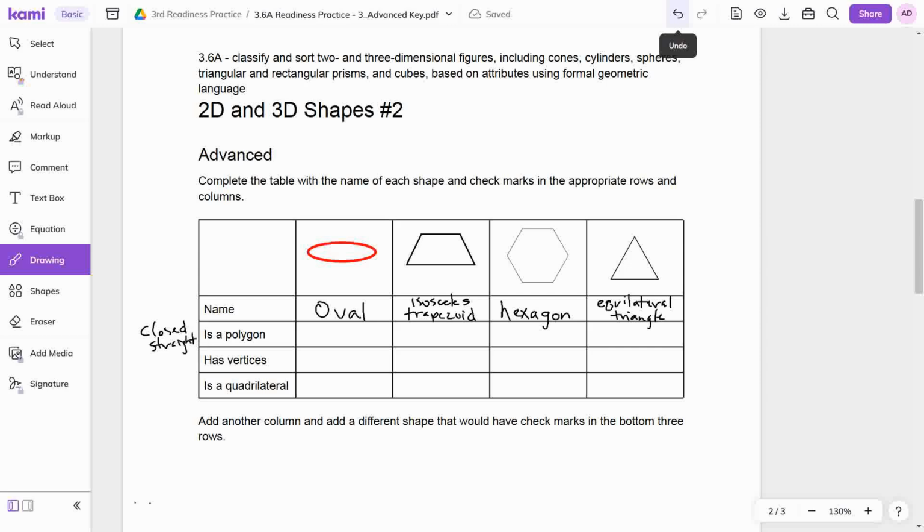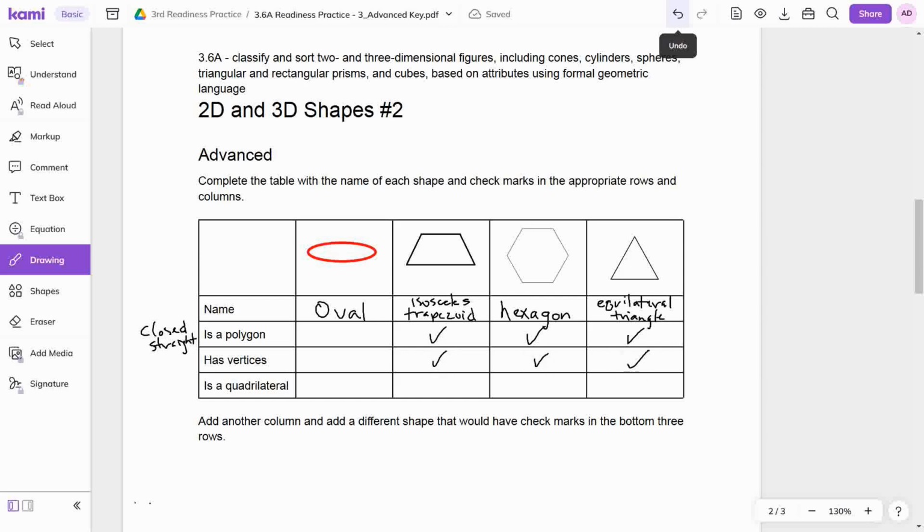So my oval is closed, but it's not straight, so no check mark. Isosceles triangle, or isosceles trapezoid, is closed and straight. So is my hexagon, so is my equilateral triangle. Does it have vertices or corners? No for my oval, and then yes for each of these three.